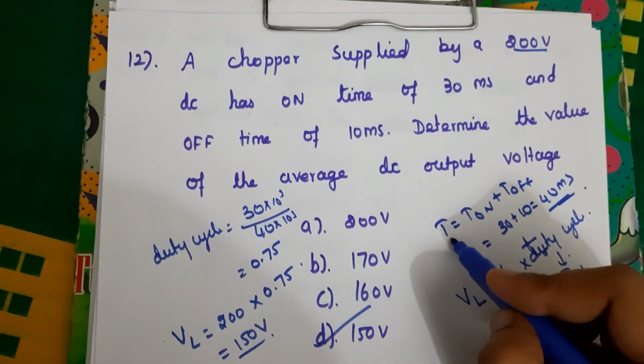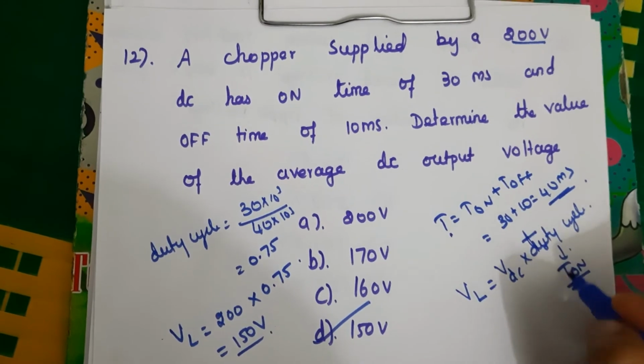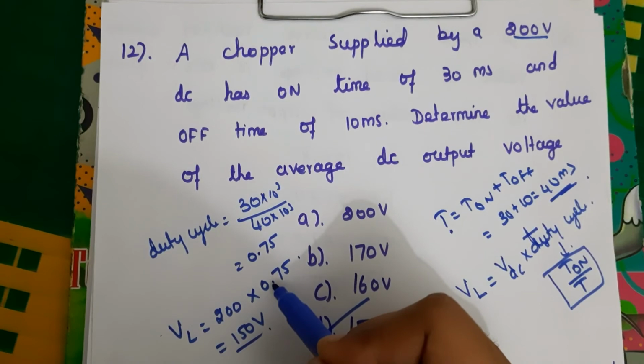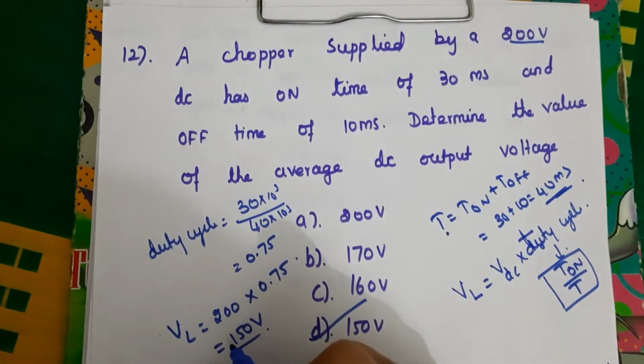So first find the total time period, and from that find the duty cycle using the formula T on divided by T, and multiply this with the supply voltage. We will get the average DC output voltage.